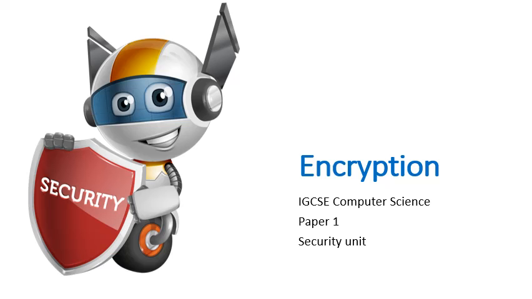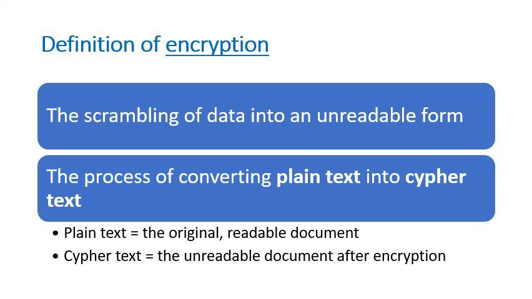This video gives an overview of the two types of encryption available on the internet: symmetric encryption and asymmetric encryption. First of all, we need to know what is meant by the word encryption.